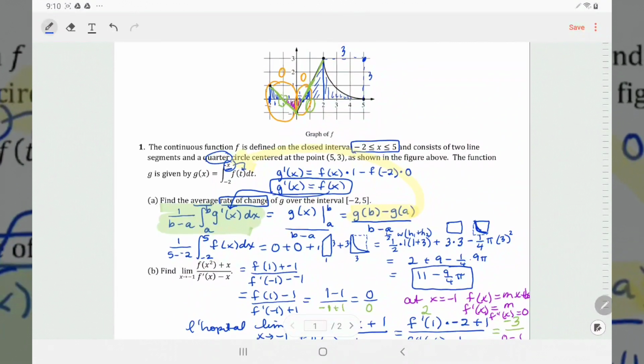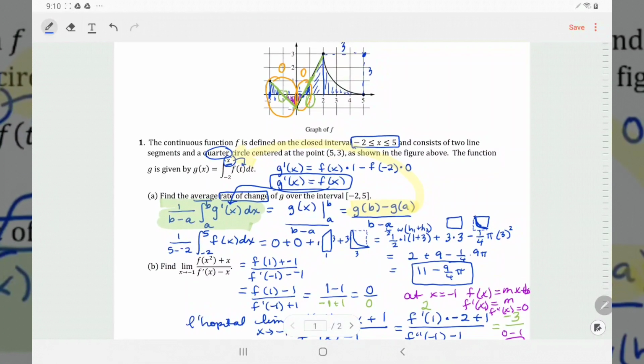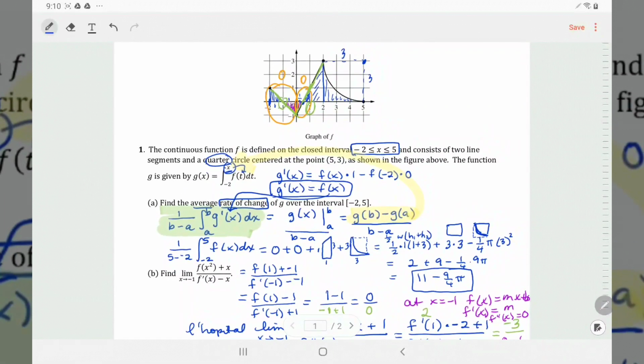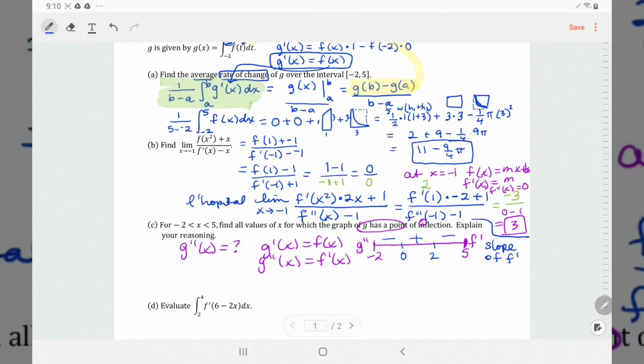Okay, now that was the slope of f prime, but this would be the concavity of G. So concavity of G would be concave down, concave up, concave down, and it says G has a point of inflection. So I would say at x equals 0 and x equals 2, G double prime of x equals f prime of x changes signs. And it says for what x values.